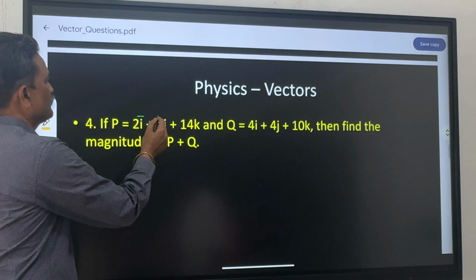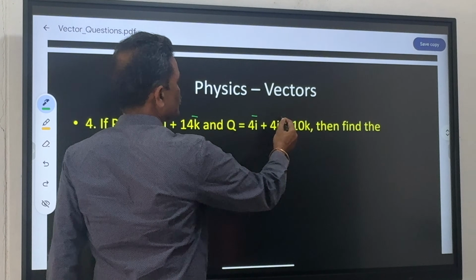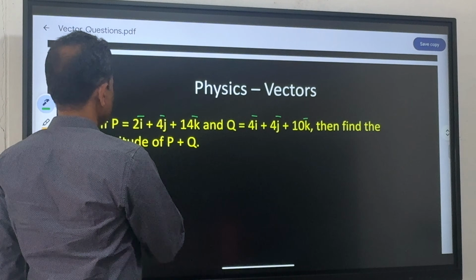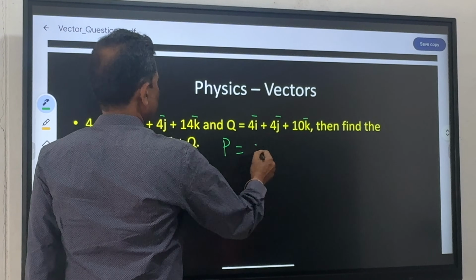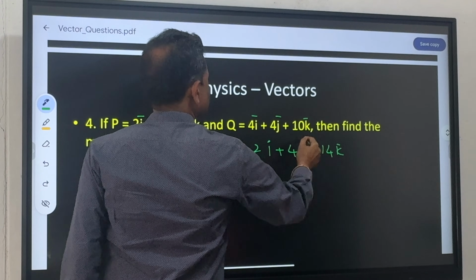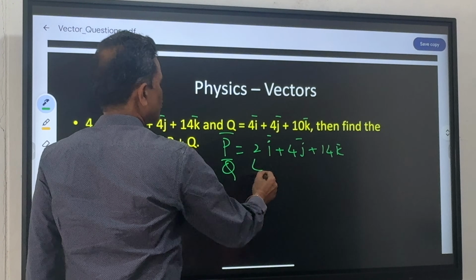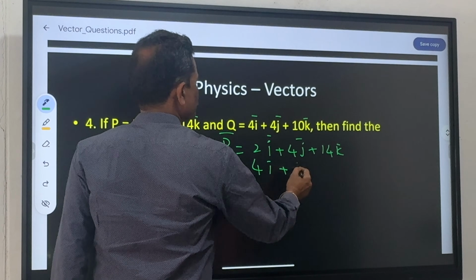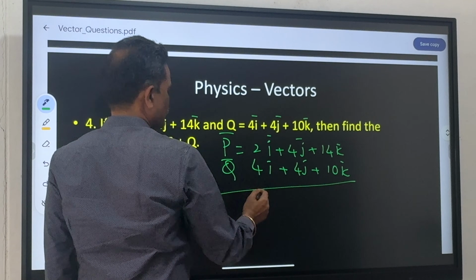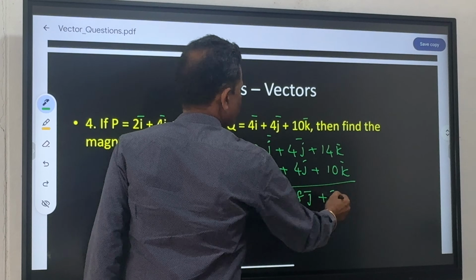If P is equal to 2i plus 4j plus 14k, and Q is equal to 4i plus 4j plus 10k, then find the magnitude of P plus Q. So he is asking P plus Q. Write P is equal to, once again, 2i plus 4j plus 14k. And Q is equal to, these are two vectors, 4i plus 4j plus 10k. Just add them. So 2 plus 4, this is 6i plus 8j plus 24k.